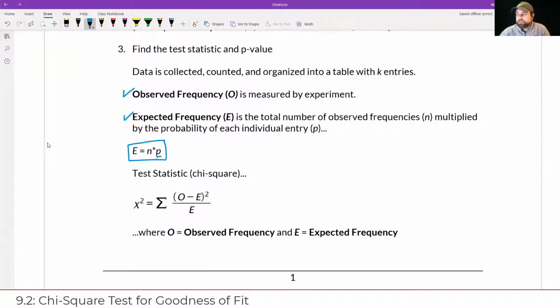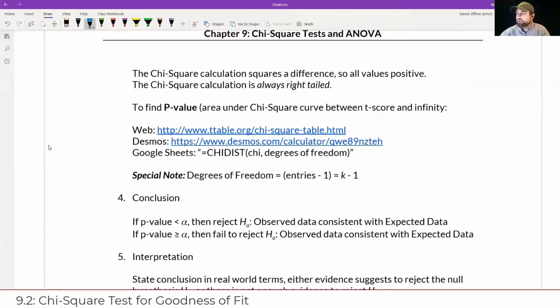Our test statistic, once again, is chi-squared. Once again, to calculate it, we're going to subtract the observed from the expected, square it, and divide by the expected. So this is something that we just got done doing. The chi-squared calculation squares the difference, so chi-squared is always positive, and it's always right-tailed. And we talked about this earlier in 9.1.